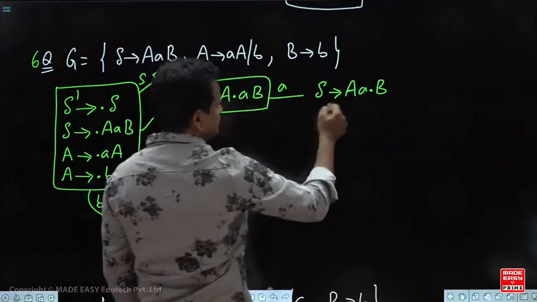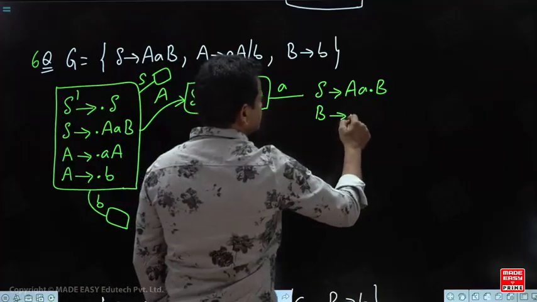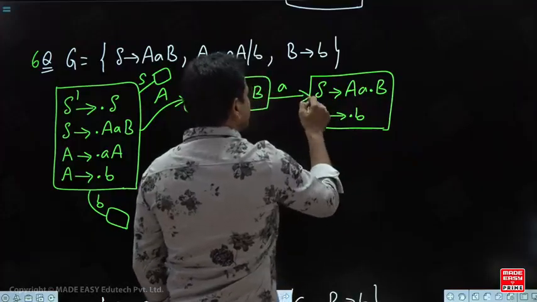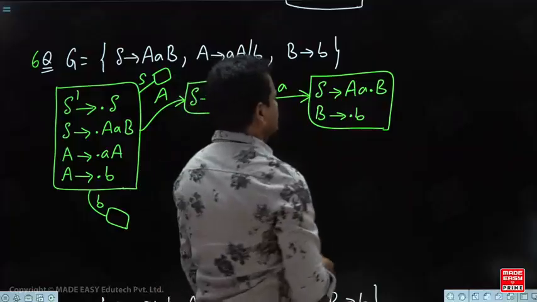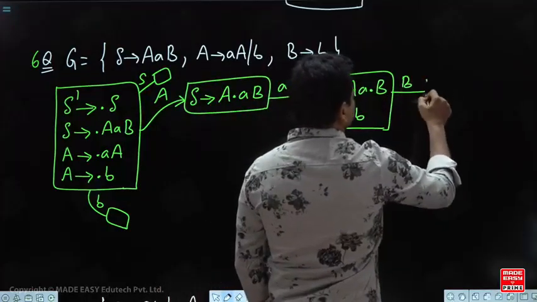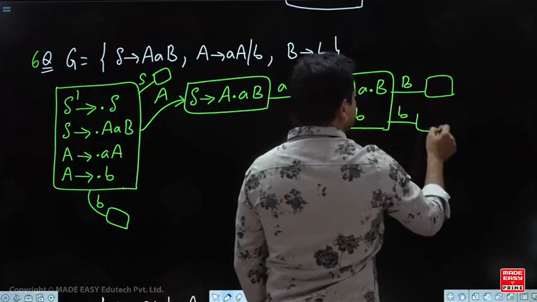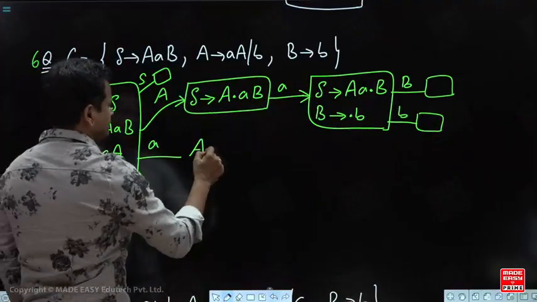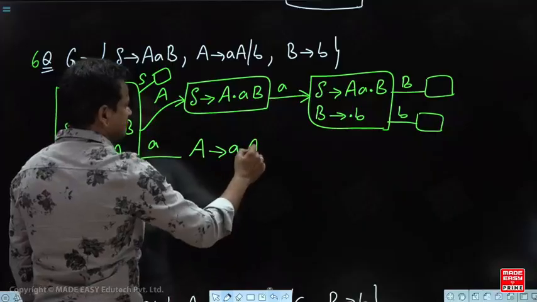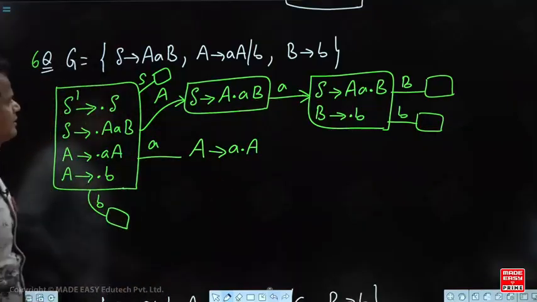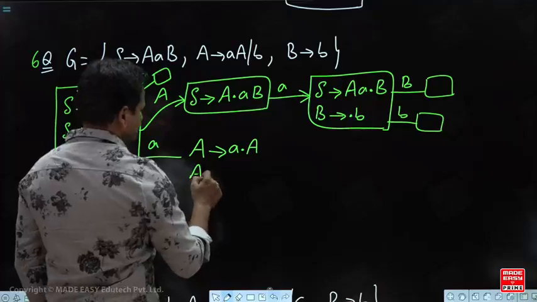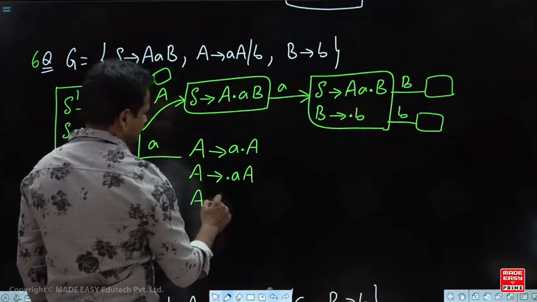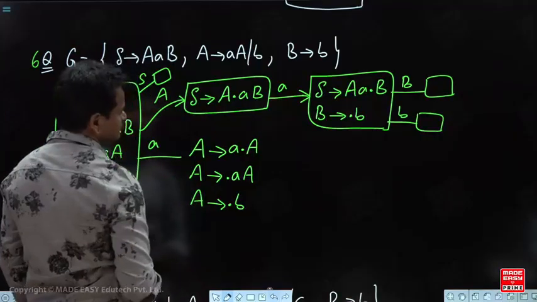Okay, now dot after B, add its production. Now this is done. We don't have any final item. Now on B, single. On B, single. So no chance of conflict. On A, dot A. Do you understand? A dot A, dot after A, so add its productions. Dot A, dot B. Yes or no?